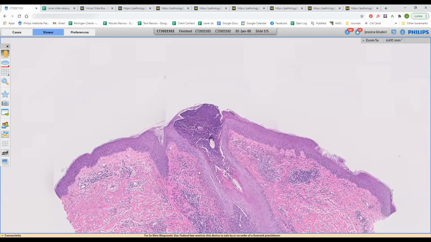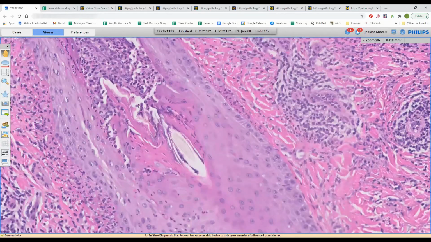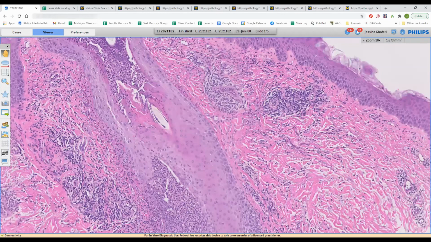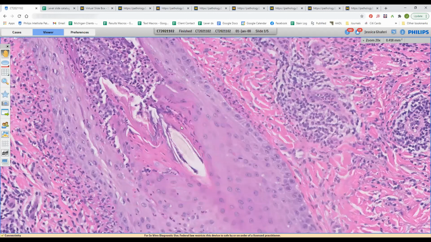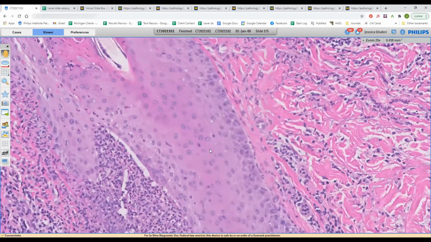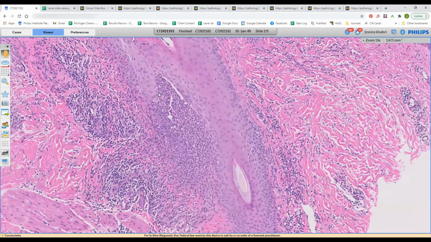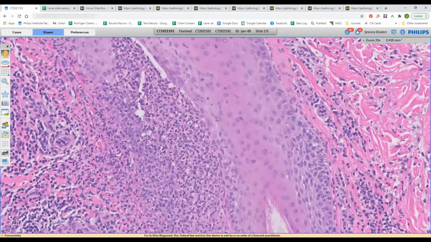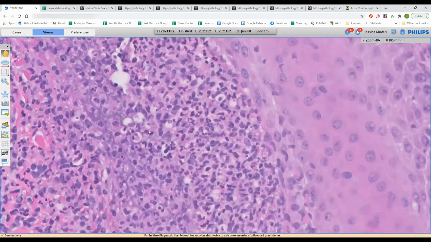And there is both intra, so within the follicular epithelium, neutrophilic inflammation, and also surrounding the follicle, we can see some neutrophils. Here, the follicular epithelium has been disrupted, and we have the beginnings of an abscess. So we have a little collection of neutrophilic material here with some degenerated neutrophils.